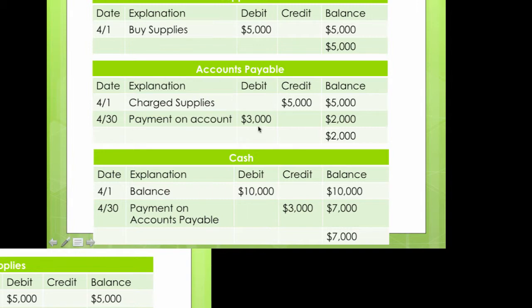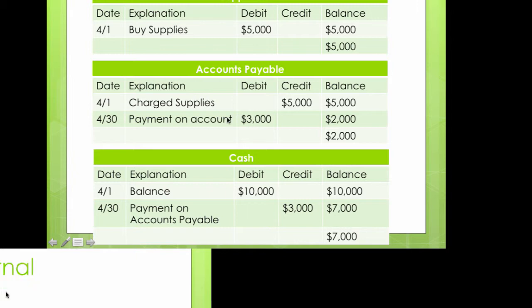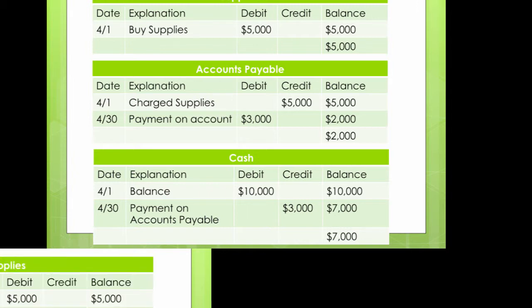Well, think of the general journal within the accounting equation. So you're going to separate all the stuff that you have here in the general journal by accounts. You're going to have your supplies account, your accounts payable, and your cash. And any transaction that affects each of these accounts, you will separate in the ledger according to the date in chronological order.